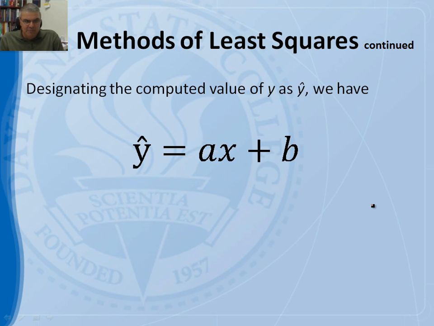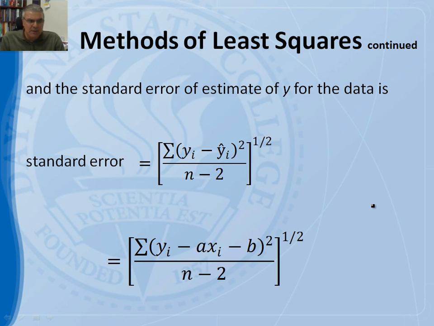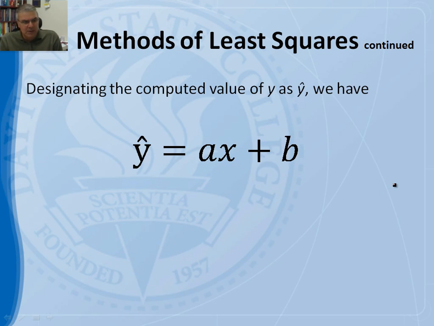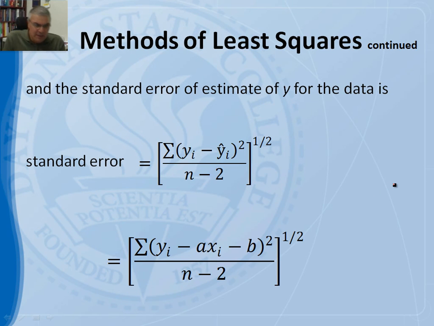Okay, so that was pretty straightforward. Then we need to compute the value of y as y bar, I'm sorry, y hat. Y hat would be a x plus b, and we can do that. And then the standard error of estimate of y of the data could be as shown here. We replace the y sub i hat with the value a sub x plus b, and we get the bottom equation down here, this particular equation here.